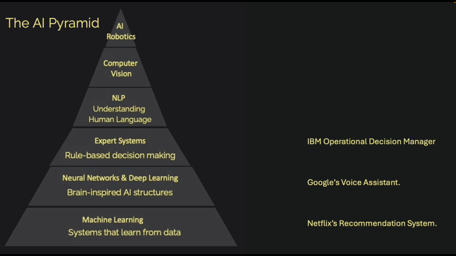Moving up the pyramid, we get to expert systems, rule-based decision making. So IBM has a platform called IBM Operational Design Manager. This is a subscription platform built by IBM. One example is for financial institutions to be able to use it. Now, remember we said expert systems contain specialized knowledge on a given topic.